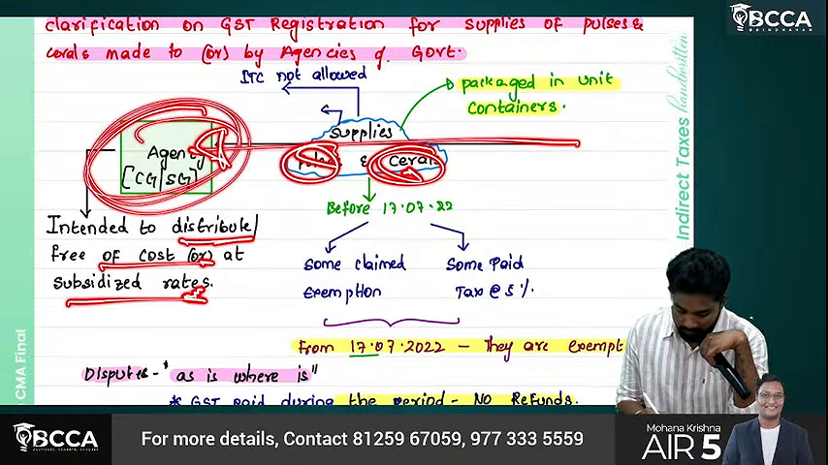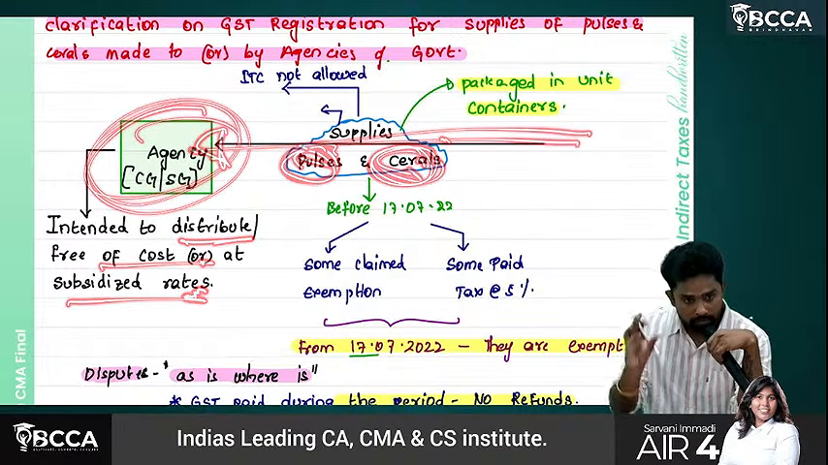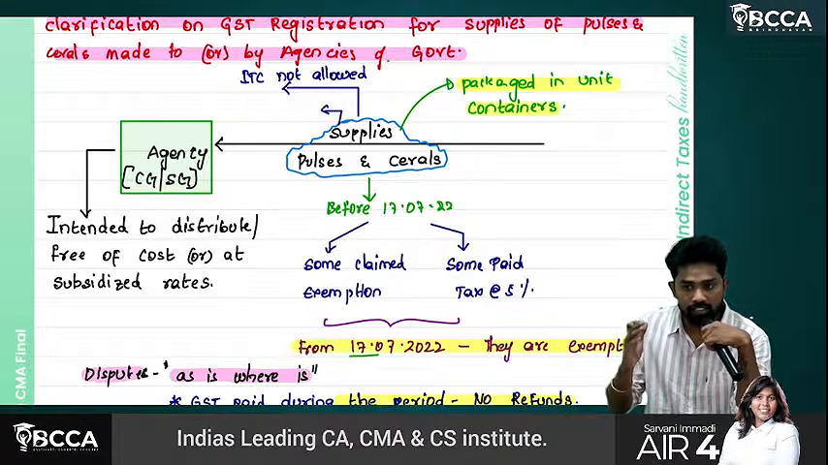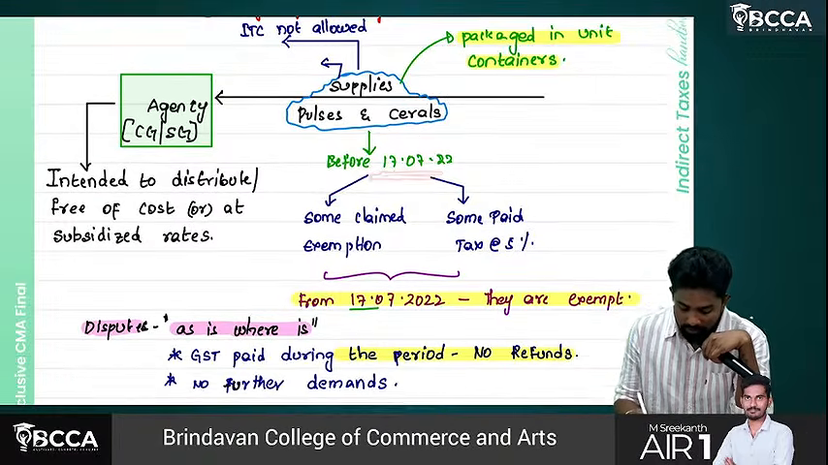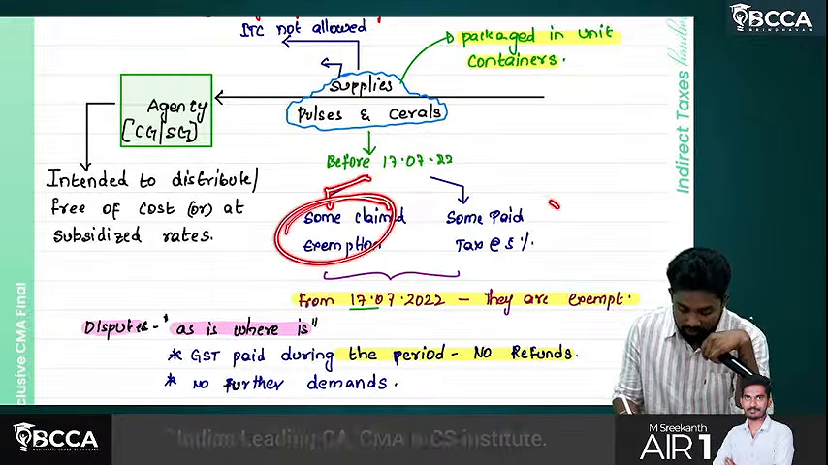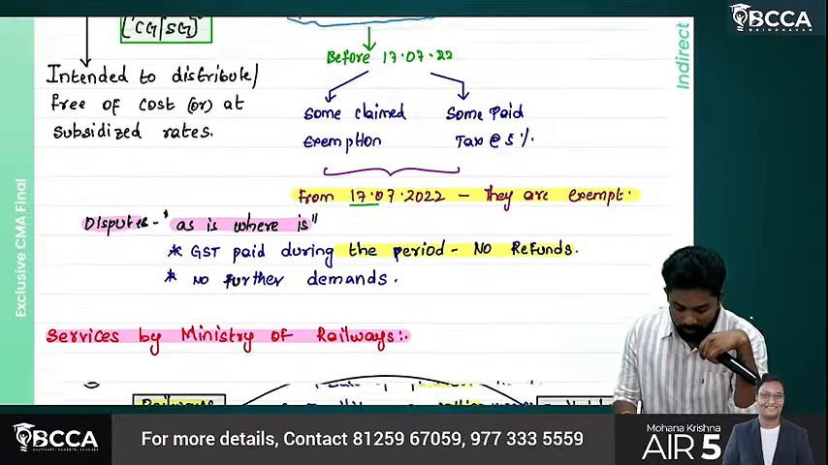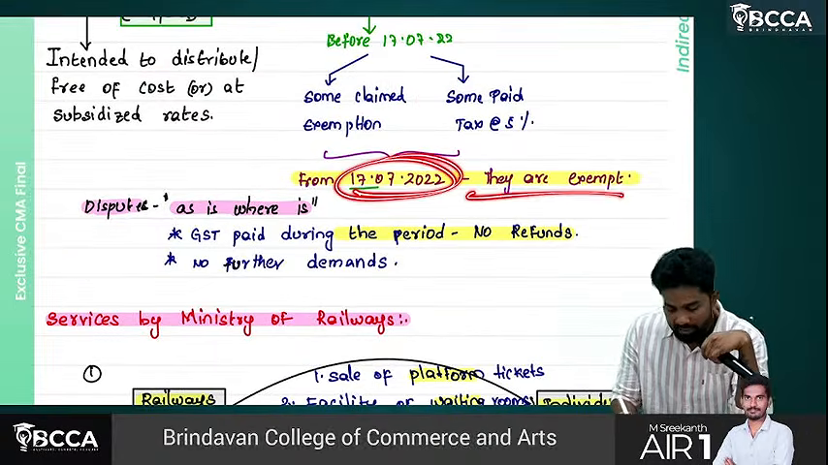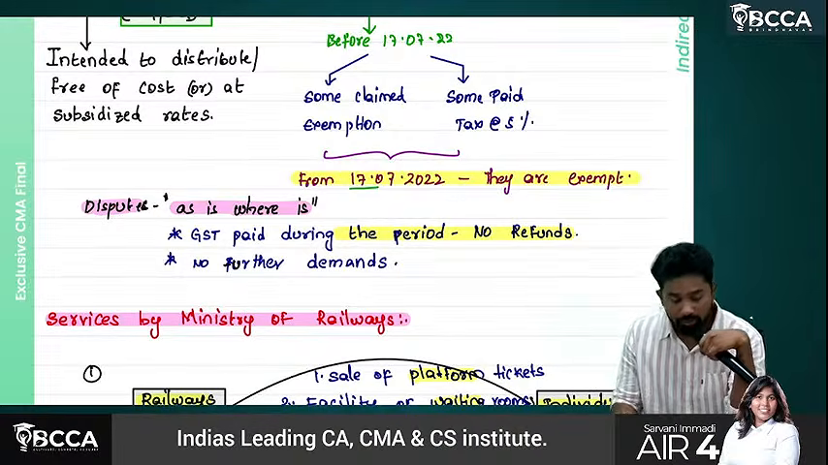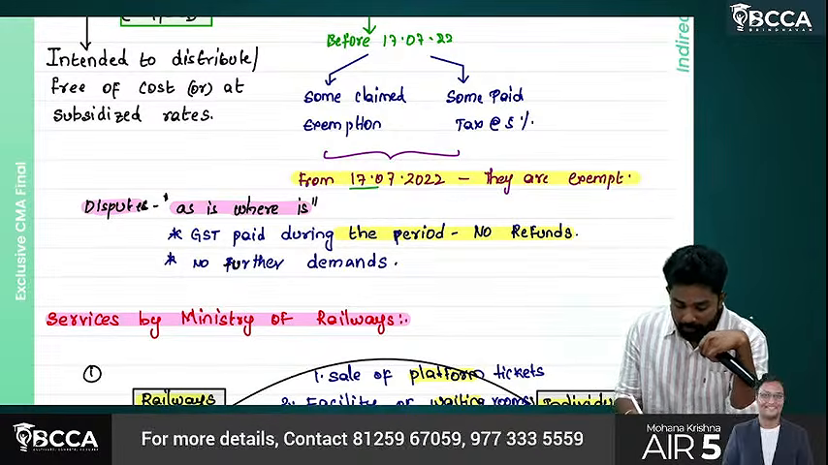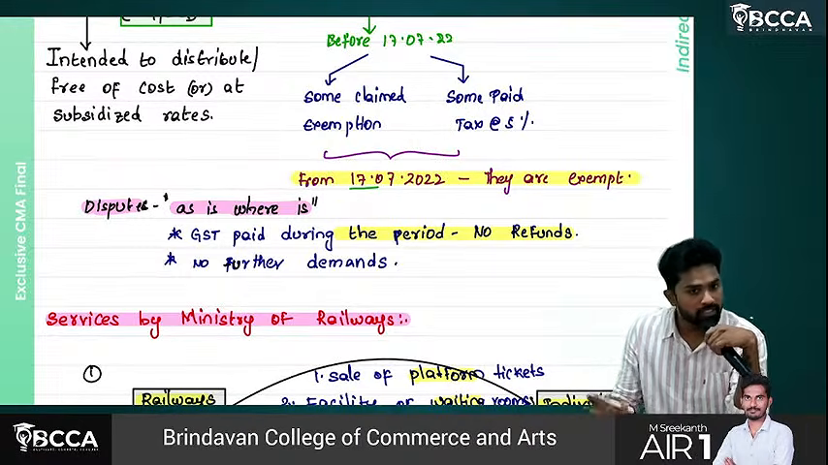These pulses and cereals are packaged in unit containers like 20 kgs, 50 kgs. Previously, before 17th July, sir, some claimed exemption on this, and some paid tax at 5% when supplying to government. But from 17th July, it is clarified that they are exempted only. But what if some people paid taxes before 17th July? If they already paid, that remains as it is.